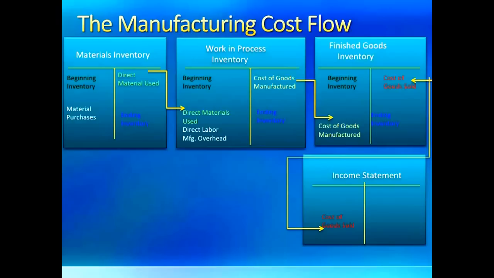So the numbers that move out of this account would be cost of goods sold, something that you finally see in an income statement in financial accounting. Notice in each account there is a beginning inventory and an ending inventory. In each account, something comes in and something goes out. We can turn this into a simple equation and see if it helps us in making the situation clearer.